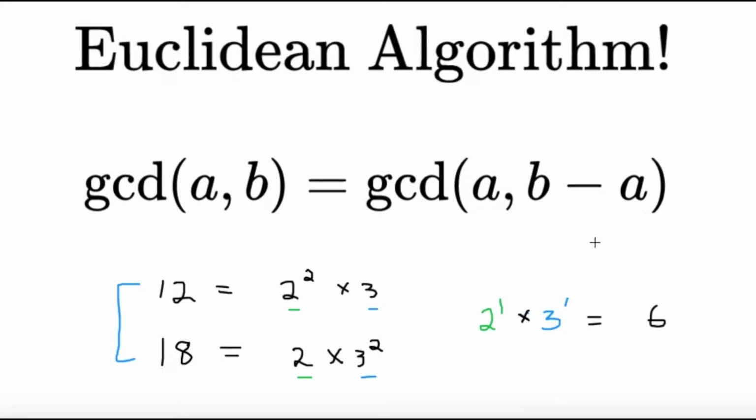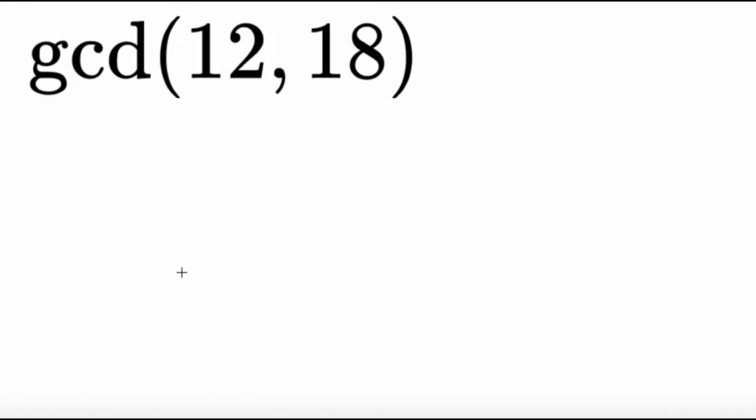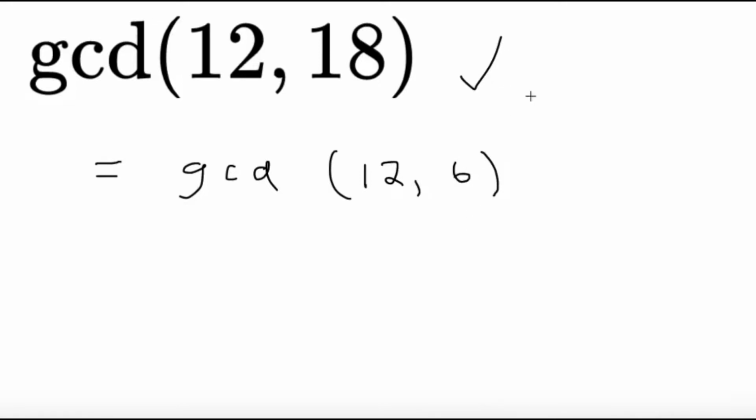So let's do it on the example that I just showed, the GCD of 12 and 18. By the Euclidean algorithm, I can say that this is equal to the GCD of 12 and the difference, so 18 minus 12, that's 6. And compared to 12 and 18, GCD of 12 and 6 is more obvious already, because that's immediately 6.